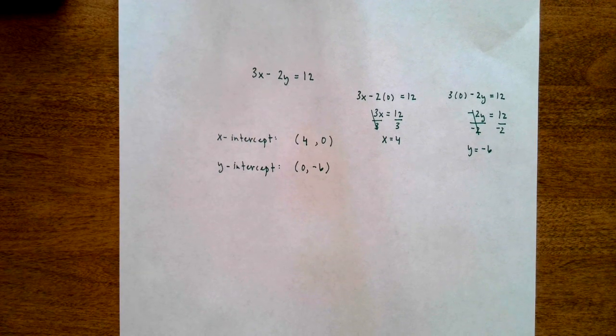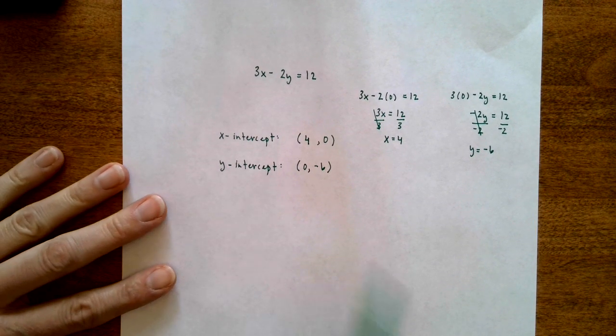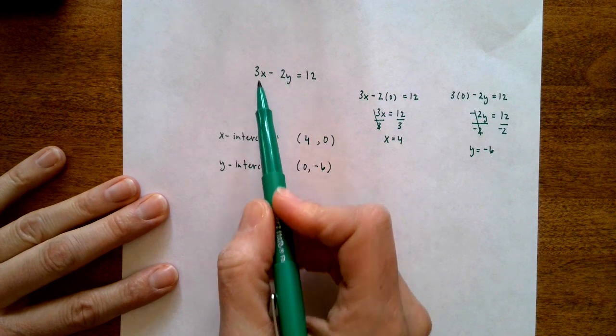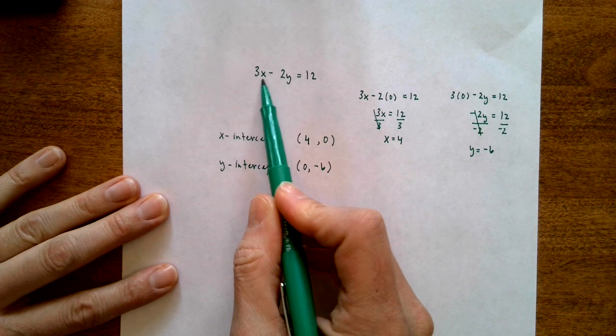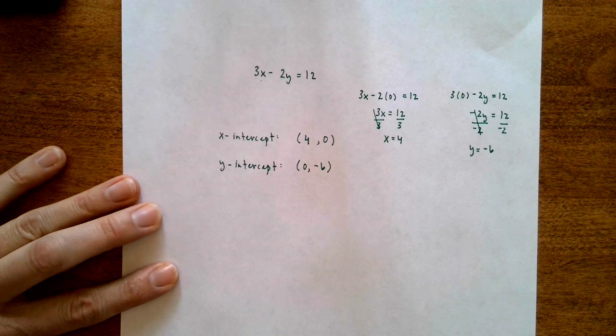So that's how you find the x and y intercepts when it's written in standard form. Again, standard form being when x and y are on the same side of the equal sign.